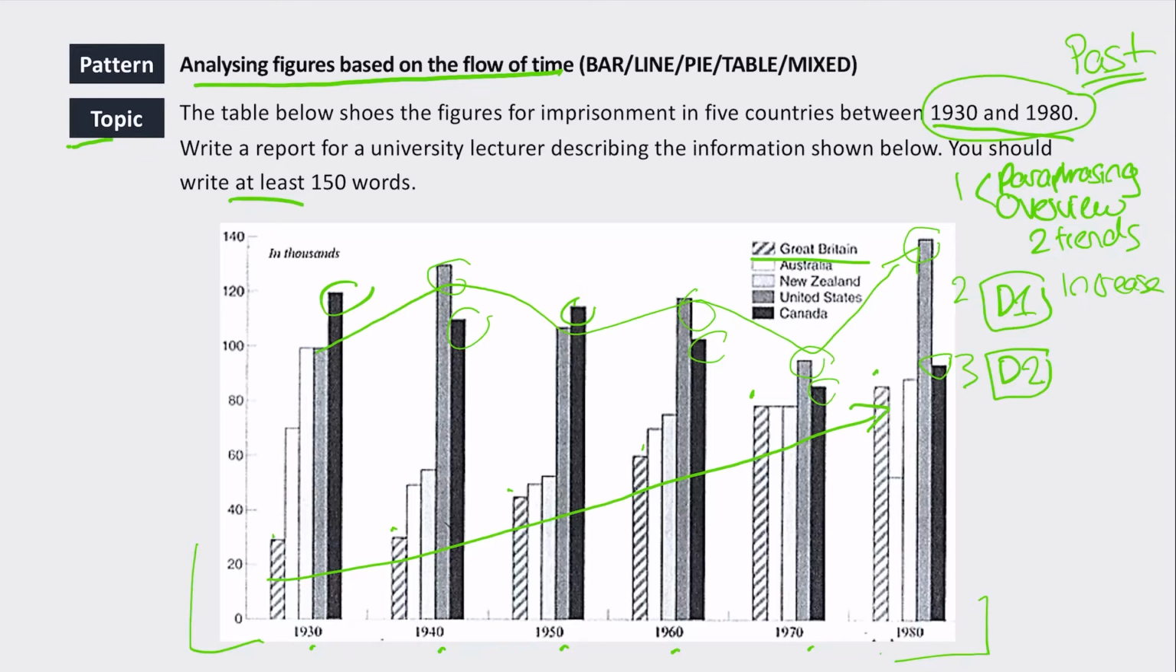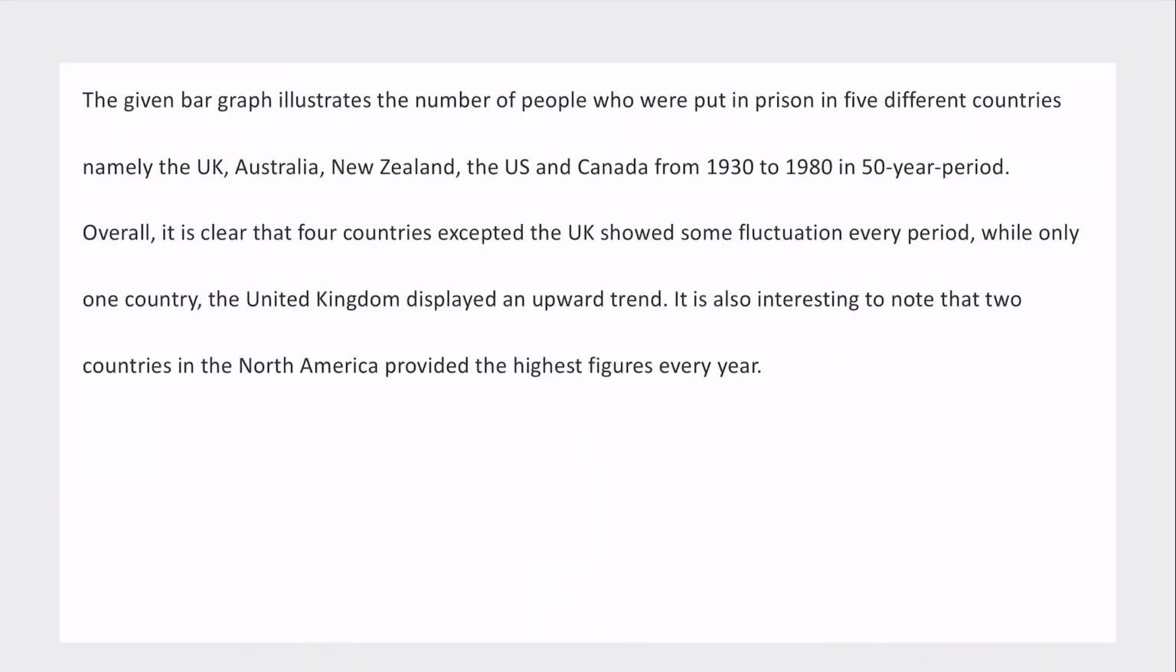And then the second one I would probably discuss is the US and Canada together. And then I would probably compare Britain's steady increase with Australia and New Zealand fluctuating, because you want to try to mention as much as you can in the detail sections, but the overview would focus on those 2 trends. So let's look at what this candidate has done.